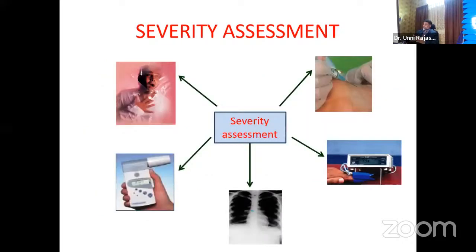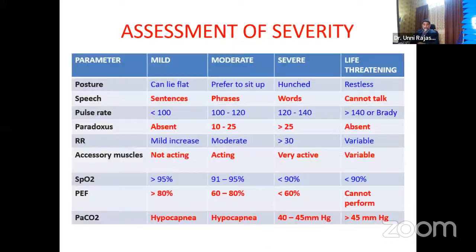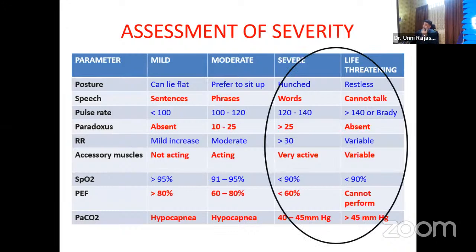Severity assessment can be done with whatever modality your institution has, and we assess severity clinically as well as by looking at the parameters of oxygenation and carbon dioxide levels. So we need to identify the severe and the life-threatening situation. I remember the days in college where the clinician comes and auscultates the patient. Clinically, they detect the pulsus paradoxus, or they find a silent chest, which tells you the patient is in imminent danger.